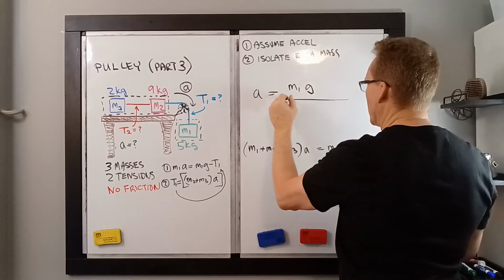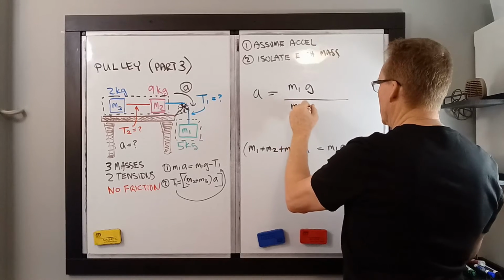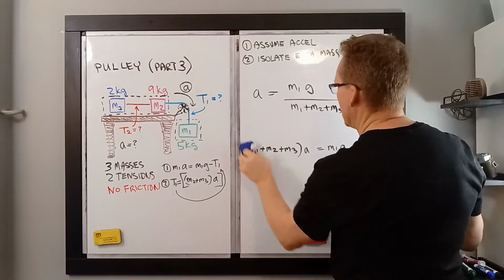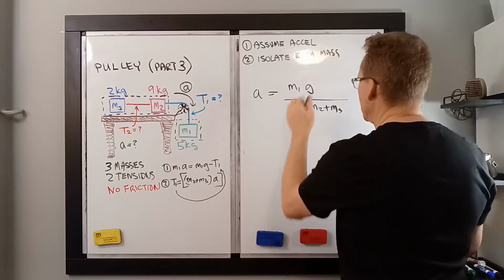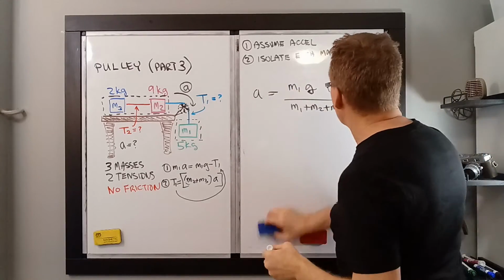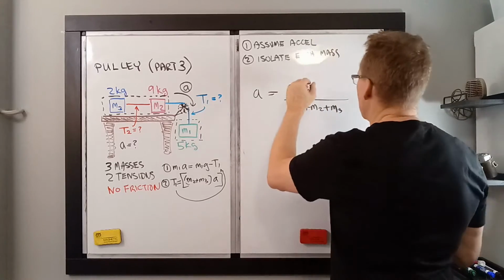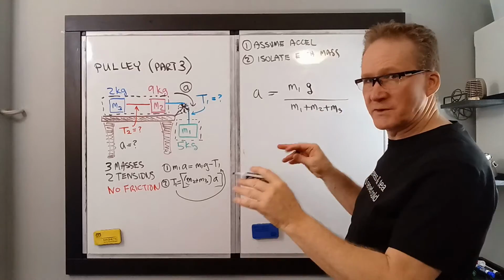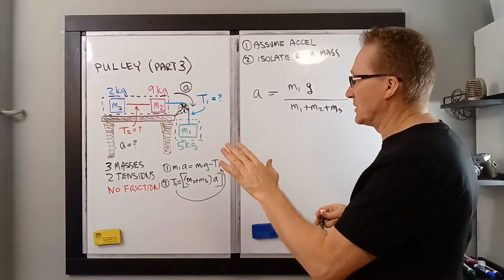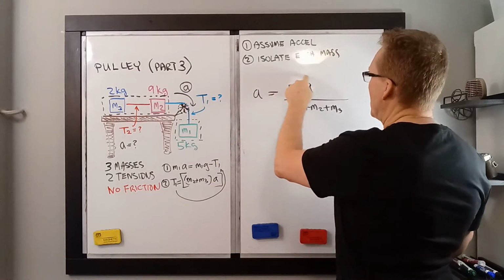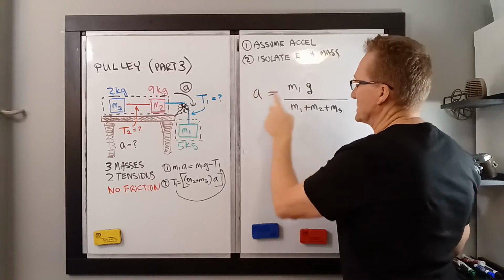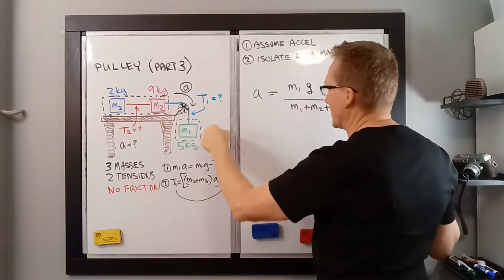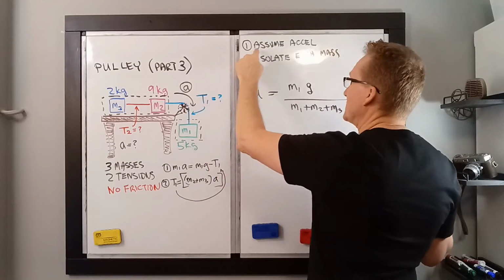M1G all over M1 plus M2 plus M3. Now, I don't know if this is a G, here, G. Rewrite that G so it looks more like a G. There. M1 times G. Now notice again, we have something similar to what we talked about before. On the top, we have the total force acting on the system. That's really M1G. That's the only force acting on the system, accelerating it in this direction that we assumed.